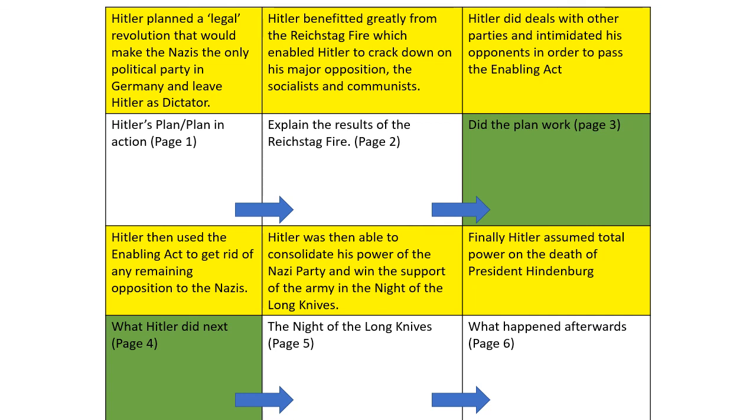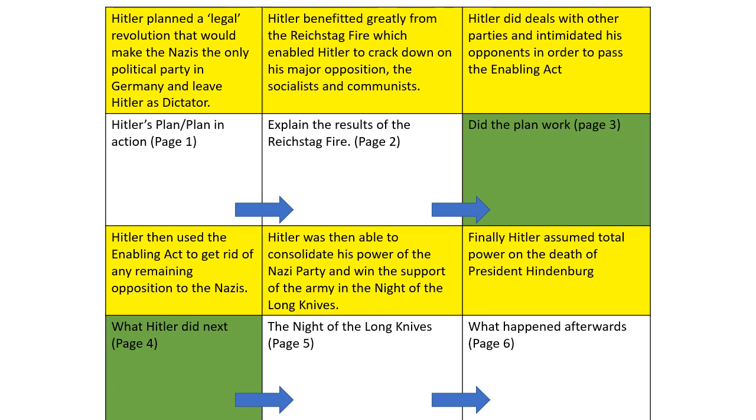Once you've done that, you need to go to the bottom row. You need to put a subheading. Hitler then used the Enabling Act to get rid of any remaining opposition to the Nazis. And then using the information on page 4, or the 4th page of notes, you need to just explain what we covered in the last slide, how Hitler uses these powers to get rid of the state government, to get rid of the SPD, and indeed to get rid of all other political parties. Once you've done that, that ends today's lesson.